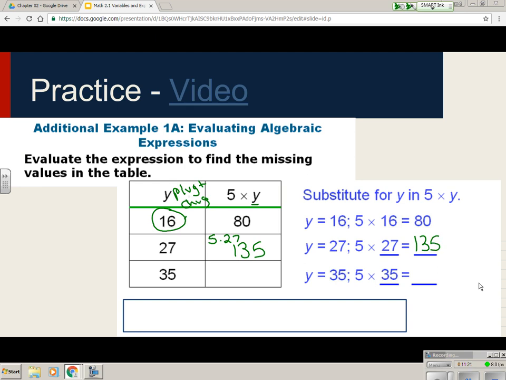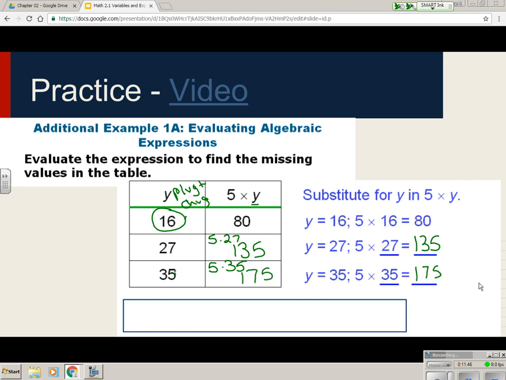Okay. Now the next one is 35 in our variable column. Again, we just have to plug that in for y. So 5 times 35 is really what we're looking at. And again, 5 times 3 is 15. We just add a 0. That's 150. And 5 times 5 is 25. So 150 plus 25 is 175.